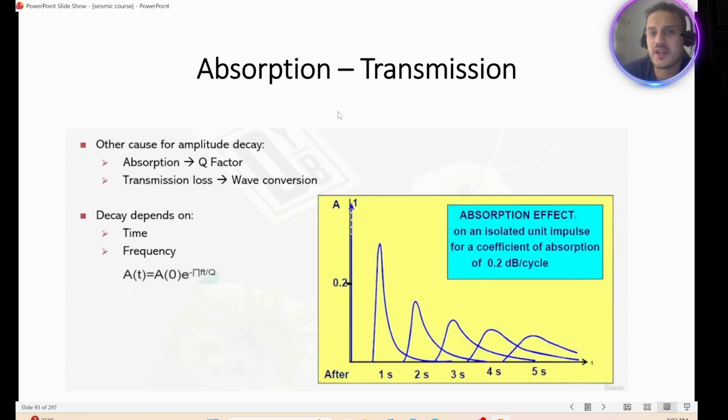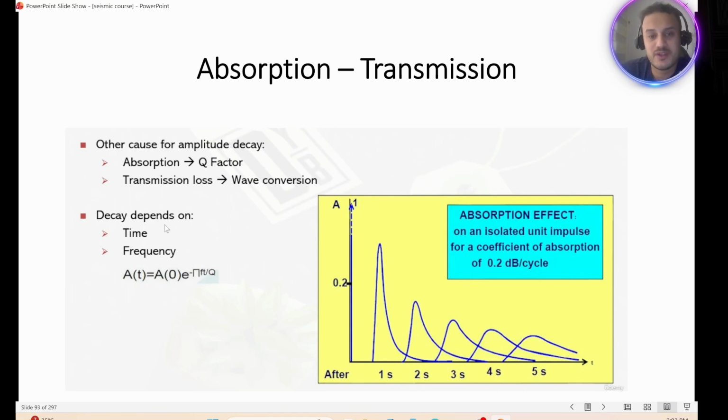The absorption and the transmission are other causes of amplitude decay. The decay is happening because of two factors, absorption and transmission. Absorption: when the seismic wave travels through the ground, it will be absorbed by the rock materials. This is the medium. And we have the transmission loss, when some of the wave is reflected or refracted, some of the energy will be lost. This is the wave conversion.